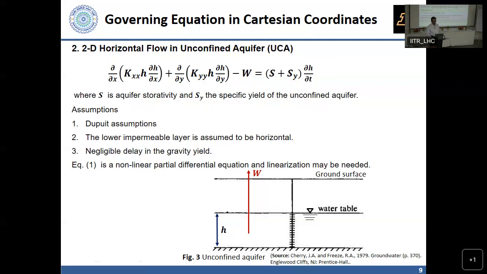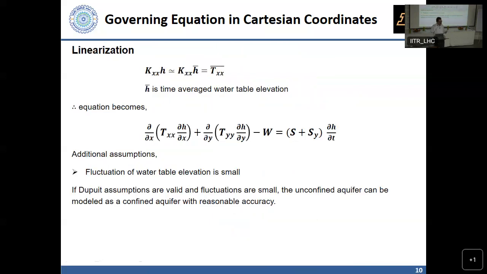If Dupuit assumptions are valid and fluctuations are small, then the unconfined aquifer can be, let's say, reasonably modeled by using a confined aquifer equation, where essentially you are making the transmissivity equal to the conductivity times the average thickness of the aquifer. So this is essentially one form of linearization. K times H, which was causing the nonlinearity, we are replacing with K times a constant value of H and calling that your transmissivity.